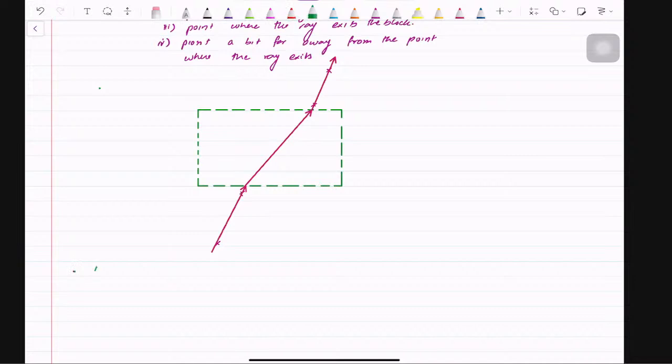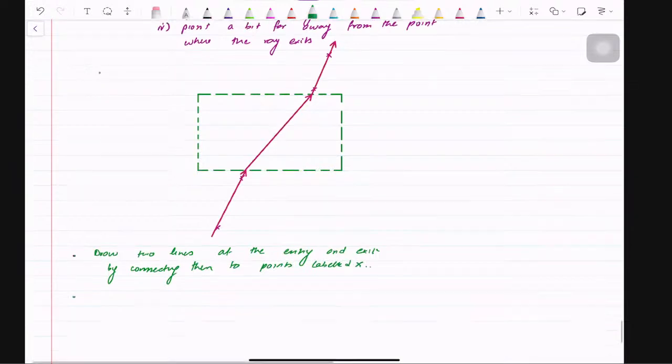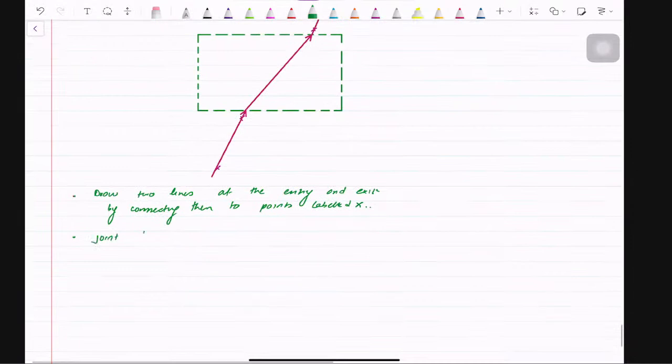Number one, draw two lines at the entry and exit by connecting them to points labeled X, like we have done it now. And then what you're going to do is join both ends with another line, okay, like that.